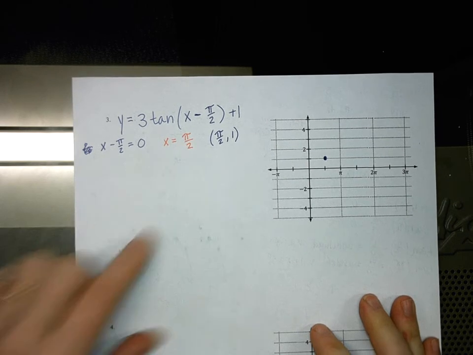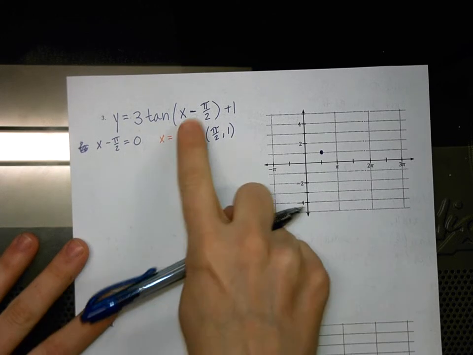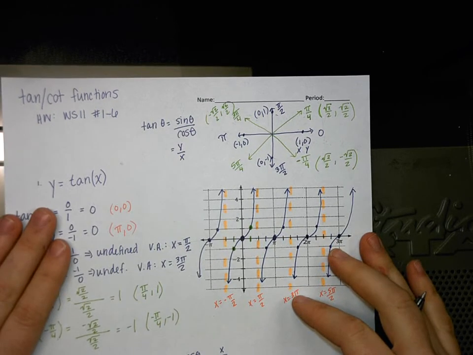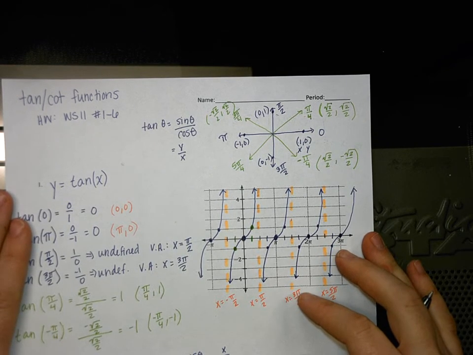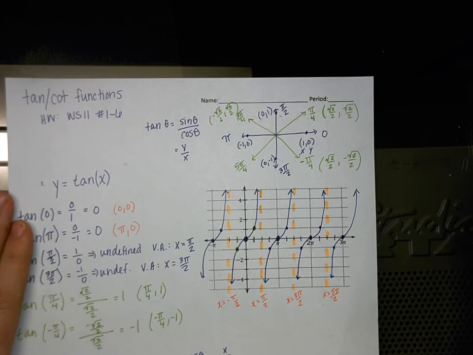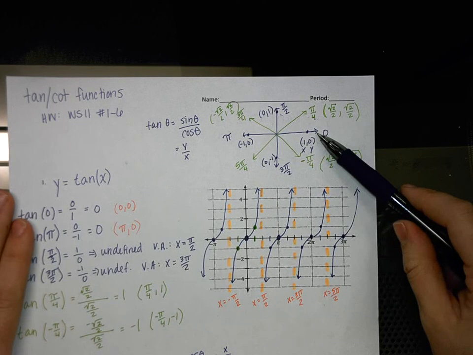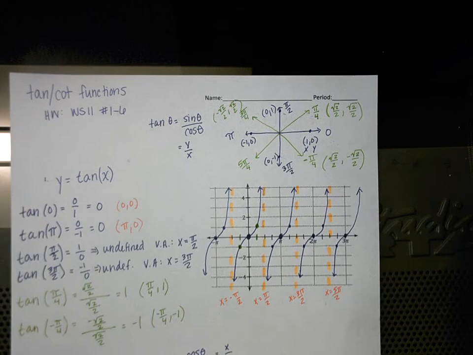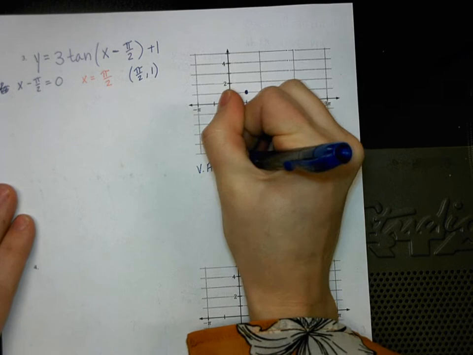All right. What do I set x minus pi over 2 equal to give me an asymptote for tangent? An asymptote has to be undefined. So where is tangent undefined on this unit circle? Pi over 2 and 3 pi over 2, right? If you want to do your vertical asymptotes somewhere else, that's totally fine. You can keep them separate.